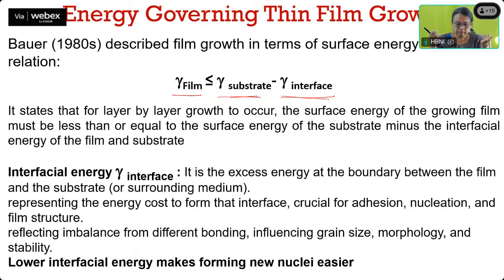So interfacial energy, how do you describe it? It is the excess energy at the boundary between the film and the substrate or surrounding material. So it represents the energy cost to form that interface, and it is crucial for adhesion, nucleation, and film structure. So lower interfacial energy makes forming new nuclei easier.